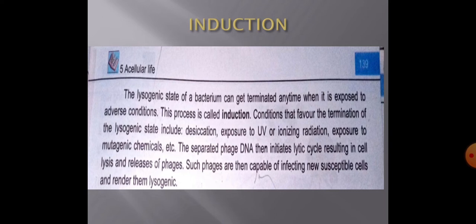The separated phage DNA then initiates the lytic cycle again, resulting in the lysis of the bacterial host and release of new phages or new phage progeny. Such phages are then capable of infecting new susceptible cells and make them lysogenic. So this lysogenic cycle may continue in this manner.